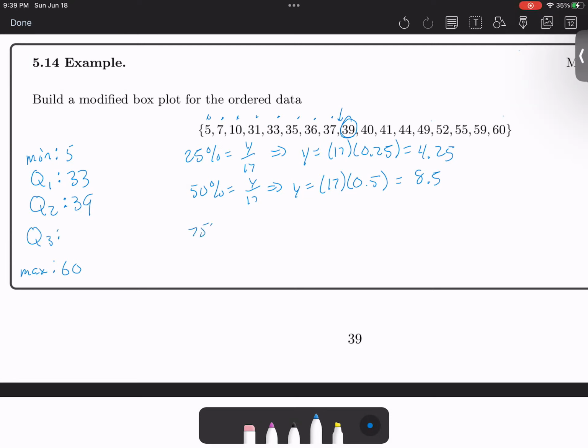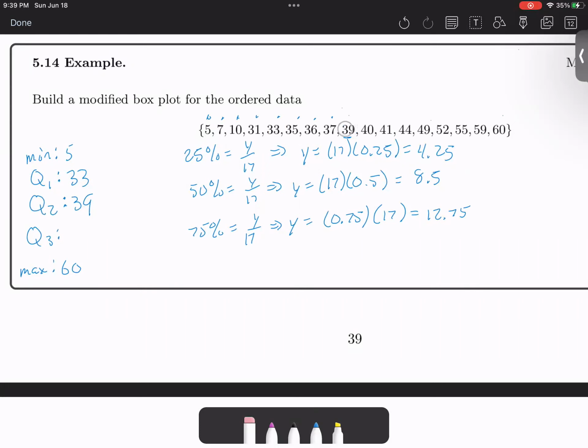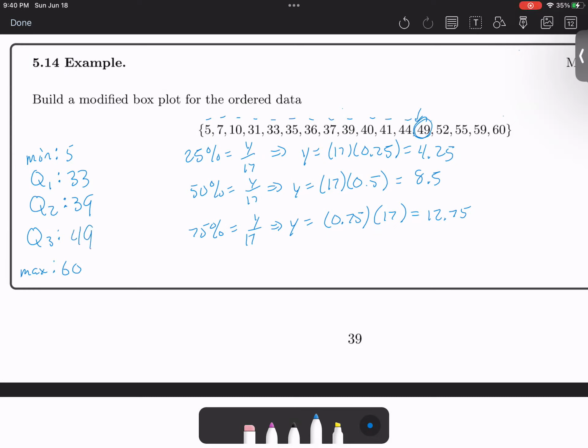Q3, the 75th percentile. To find the 75th percentile, we need to count 12.75 values. 1, 2, 3, 4, 5, 6, 7, 8, 9, 10, 11, 12.75, and 49. So 49 gives the 75th percentile, or the third quartile.